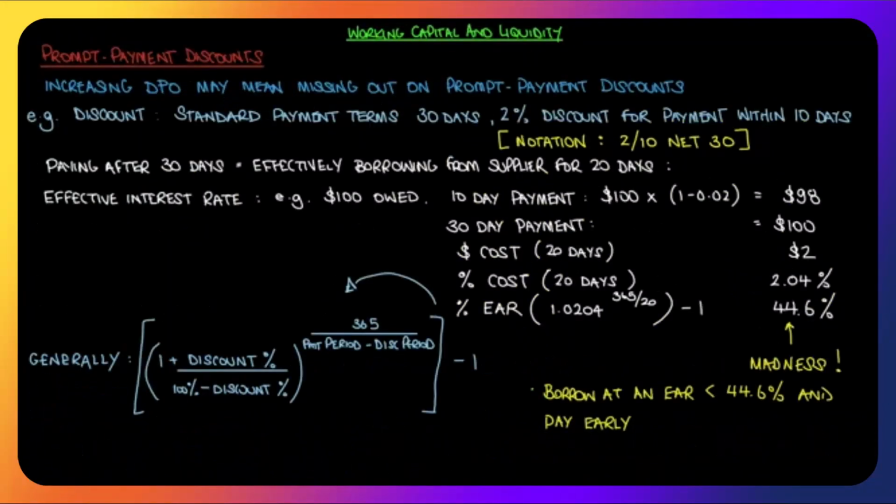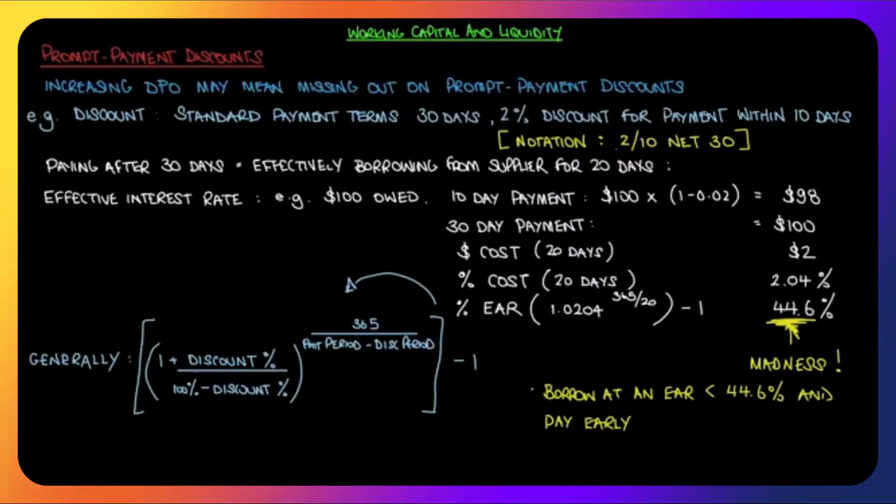Because missing out on a discount can actually be a crazy decision. Let's have a look at this example. We have standard payment terms from a supplier that look like this. 30 days. That's when we have to pay. So we're going to assume if we don't take advantage of the discount, we are going to pay after 30 days. But there is a 2% discount for paying within 10 days. Now, the standard notation for that is to write 2/10 net 30.